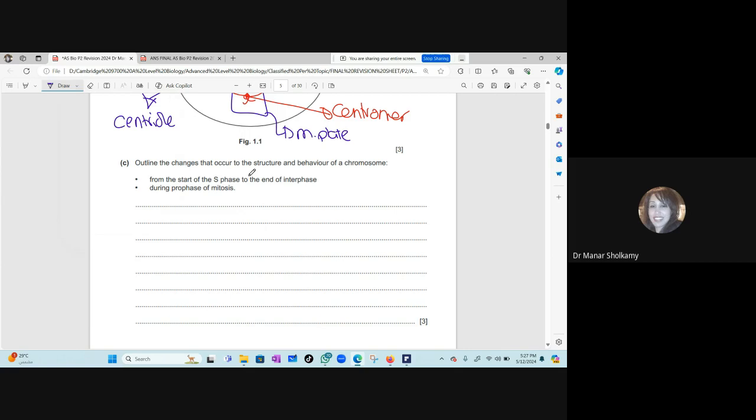Now, I put this question so that we revise all the steps of mitosis. Tell me what happens in the interphase. It's three parts. There's G1, S phase, and then G2. G1 is growth of the cell, and then the S phase is the DNA replication by semi-conservative method, and then G2 is the growth of the organelles.